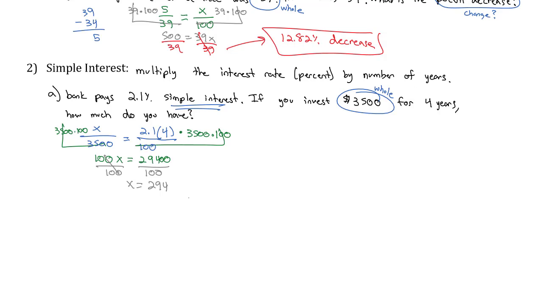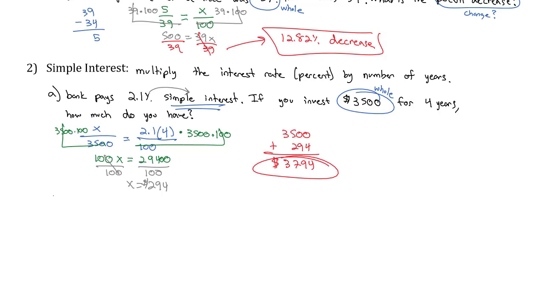But just like our previous video, be careful that $294 is what goes with the percentage. That's the interest that you have earned. So you didn't lose money. You didn't go from 3,500 down to 294. No, you started with 3,500 and you earned an additional $294 in interest. That means you now have $3,794 in the account.